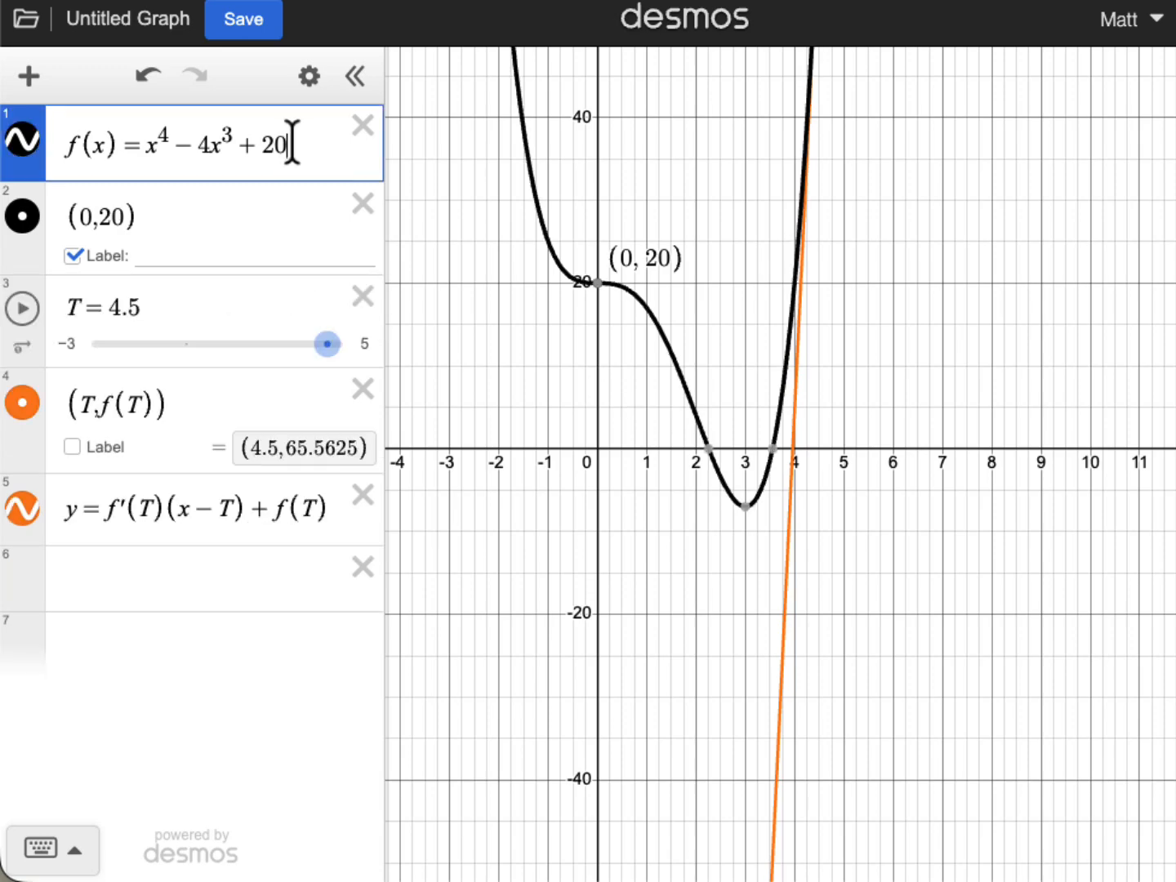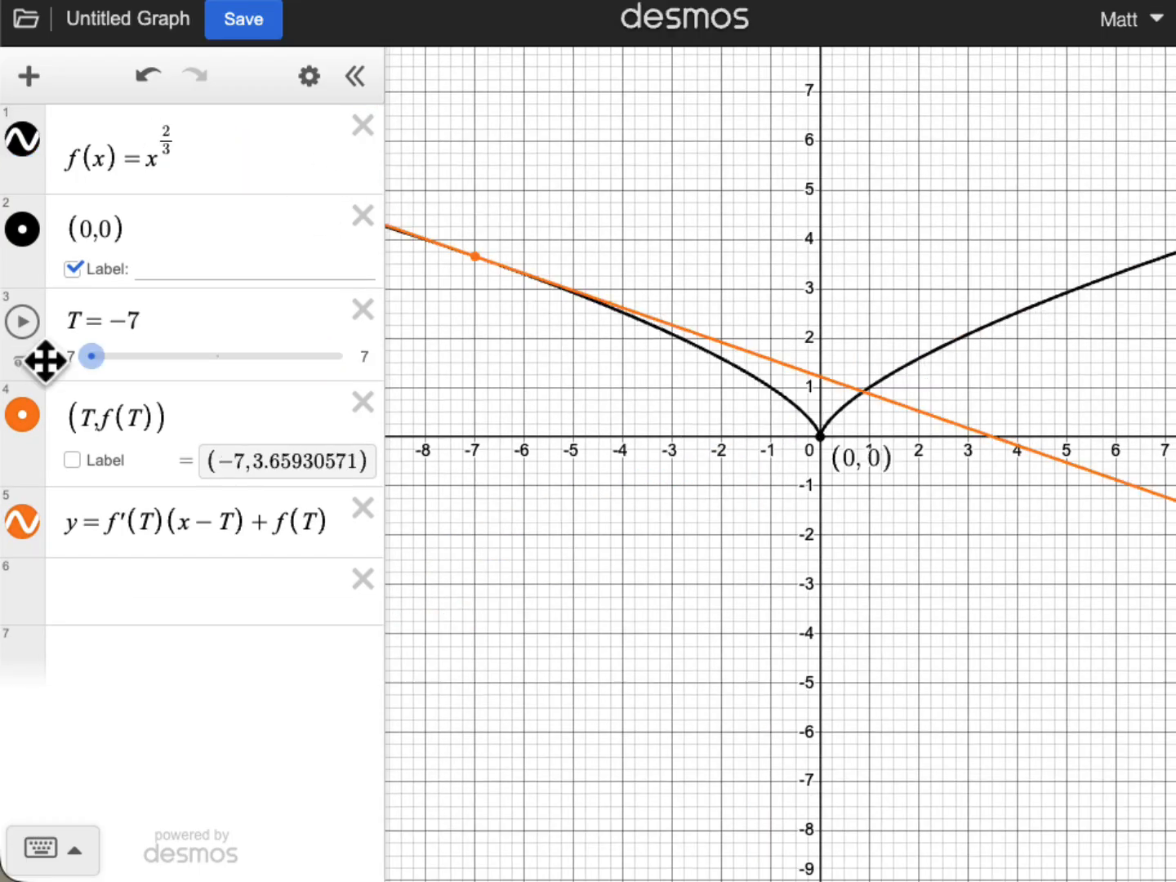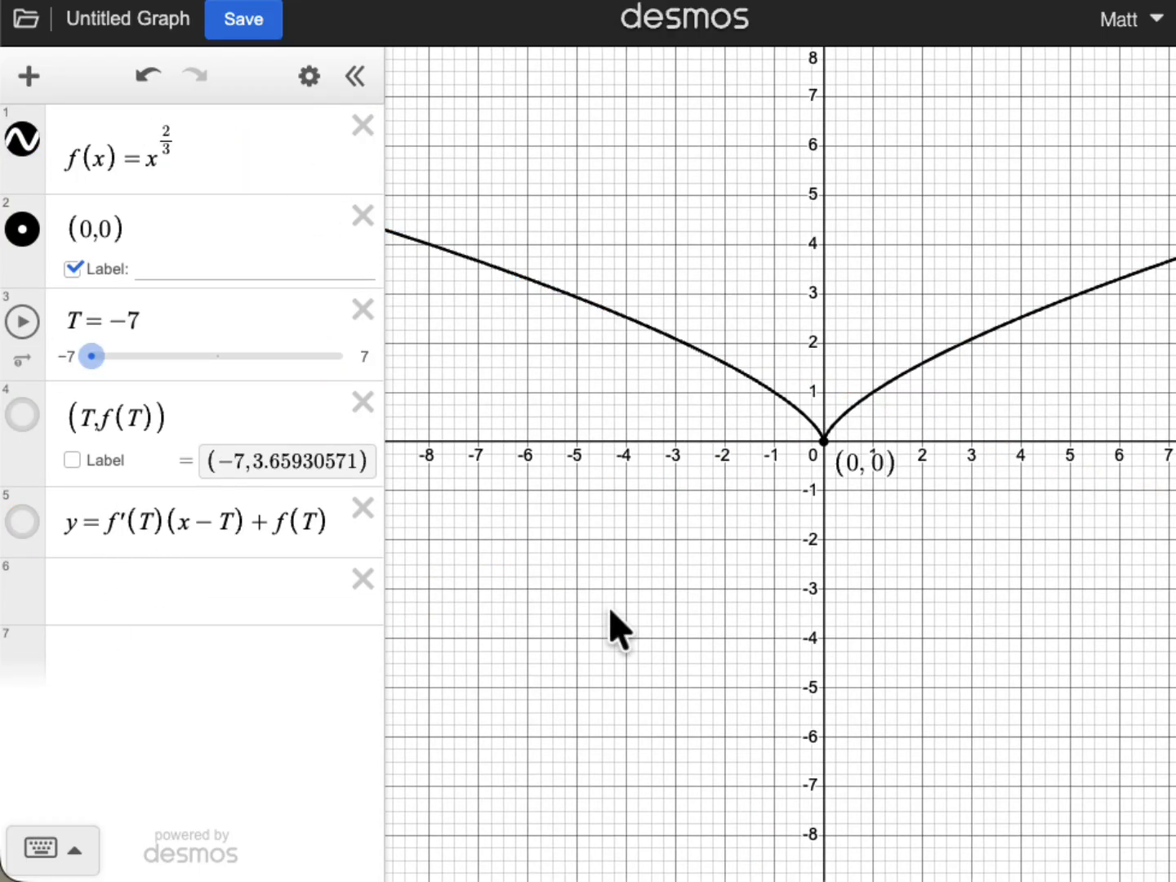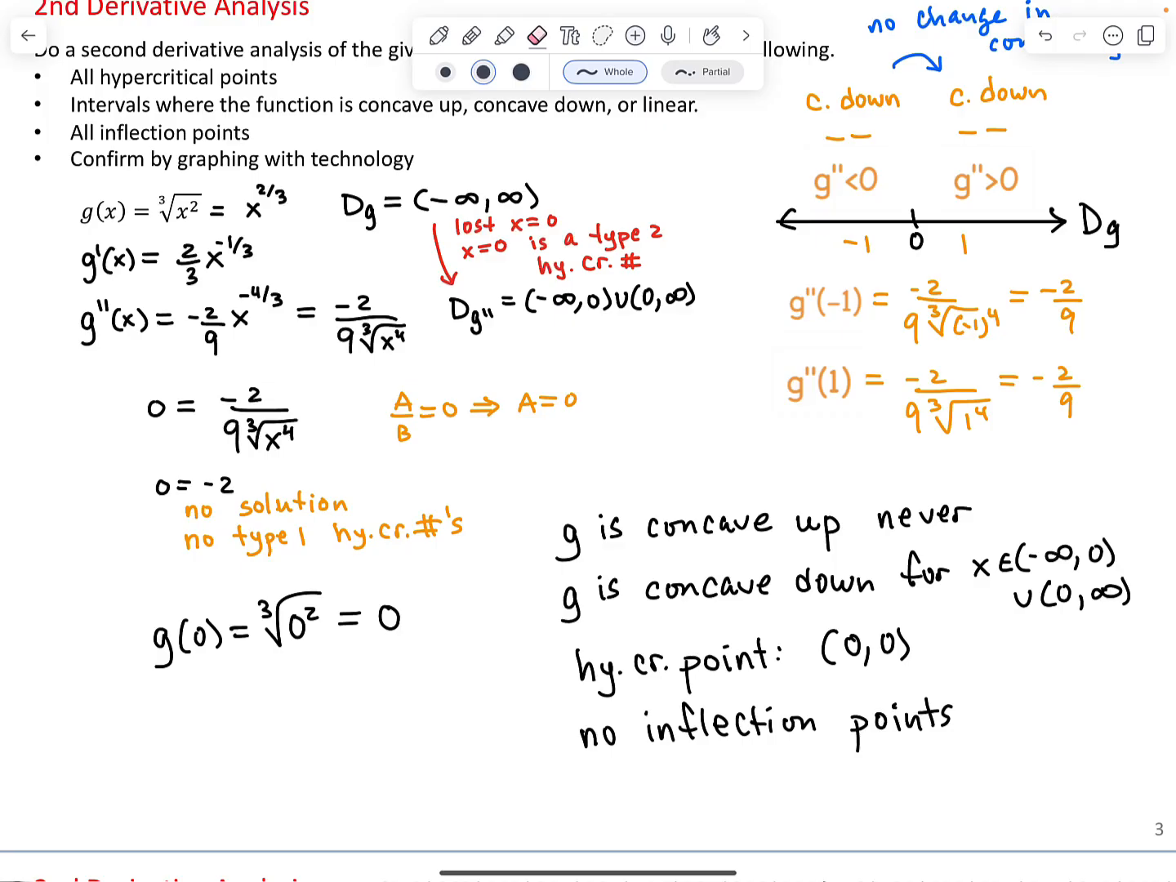In our notes, the function was g, but I'll call it f so that my programming here can remain intact. The function was x to the 2/3. Make a few adjustments. Here's a graph of our function. Reveal the tangent line again from -7 to 7. You can see that the slopes are decreasing, becoming more and more negative. And then after the hypercritical point, the slopes switch to positive, but are still decreasing as x increases. So both portions of this are concave down. Okay, next page.